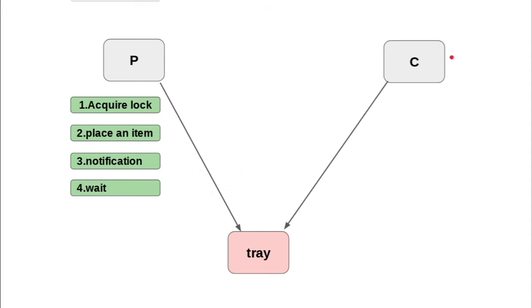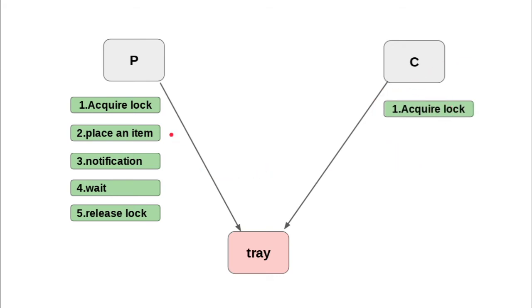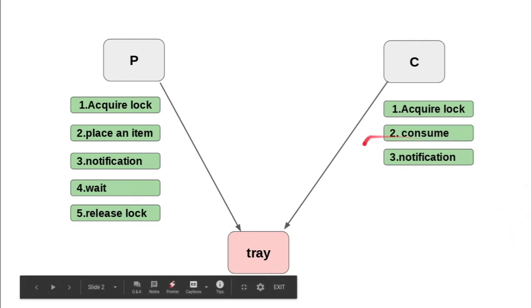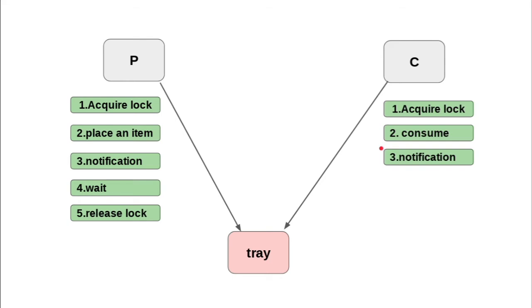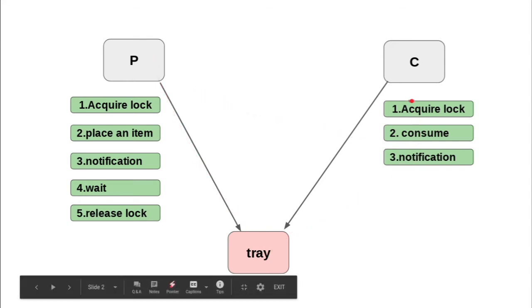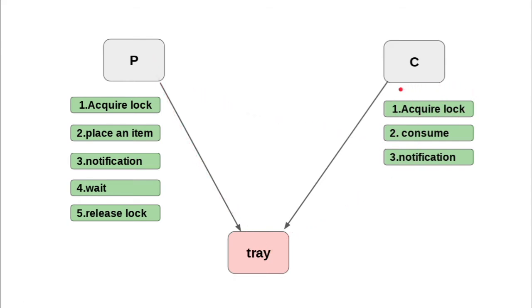Now what happens? The consumer is going to acquire the lock. After this wait step, he is going to get the lock. After getting the lock, he will consume an item, then give a notification: "Hey, I have consumed it, and now it's your turn." So immediately, the producer cannot access the tray because the lock is now held by the consumer. Now the consumer has to wait for the producer to produce the next item.